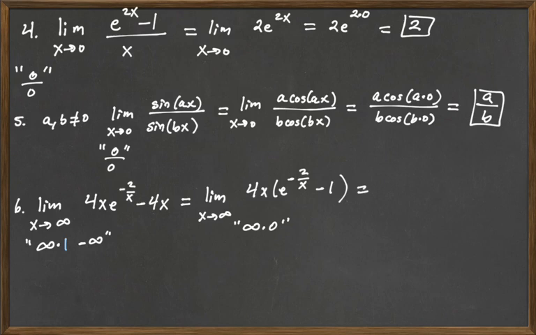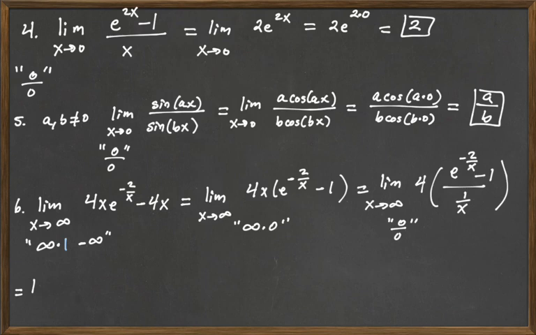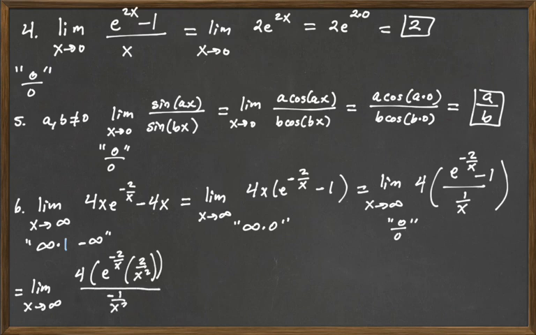Okay, and then we're going to do a little bit of trick here. We're going to go ahead and write x as 1 over 1 over x. Okay, so that x there we're going to write as 1 over 1 over x. All right, so this is going to be the limit as x goes to infinity of 4 times e to the negative 2 over x minus 1, over 1 over x. And now this is going to be 0 over 0. And now we can apply L'Hopital's rule. So limit as x approaches infinity of 4 e to the negative 2 over x times 2 over x squared by the chain rule, all over negative 1 over x squared, is equal to the limit as x goes to infinity of negative 8 e to the negative 2 over x.